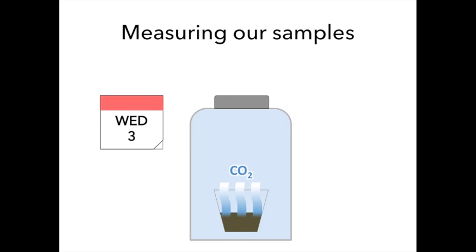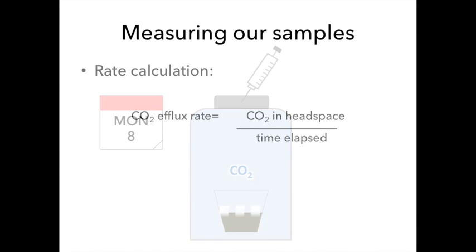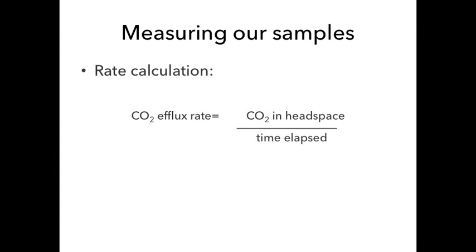After our samples have incubated for a set amount of time, we will measure the CO2 that is built up in the headspace in each jar. Dividing the amount of CO2 by the time elapsed will give us a rate of CO2 efflux. This rate can be expressed in a number of ways, but one common way is micrograms of carbon per day per gram of soil. This requires converting the mass of CO2 to a mass of carbon and dividing each rate by the mass of soil in each sample.